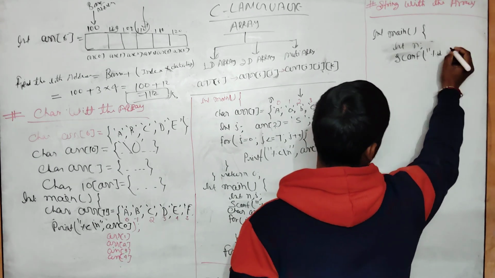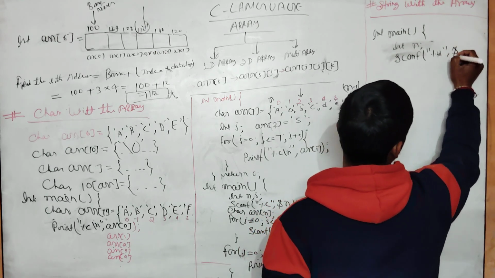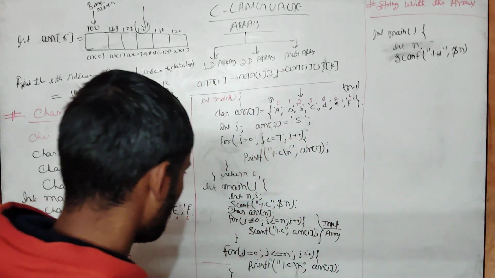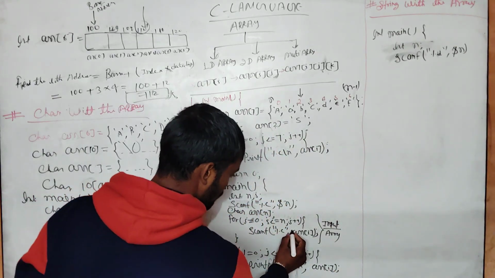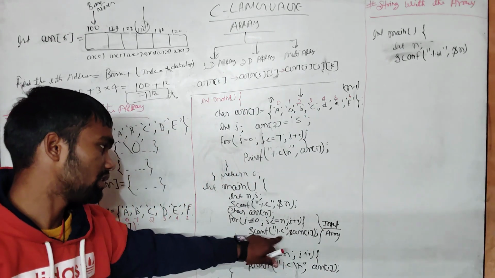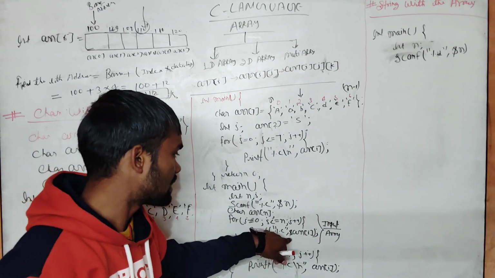%d, this is the integer value. Okay, and \n, %n. Here I forgot one thing. You need to write here also % in between, because it is a scanf. It will take input from the user. You need to write scanf here.